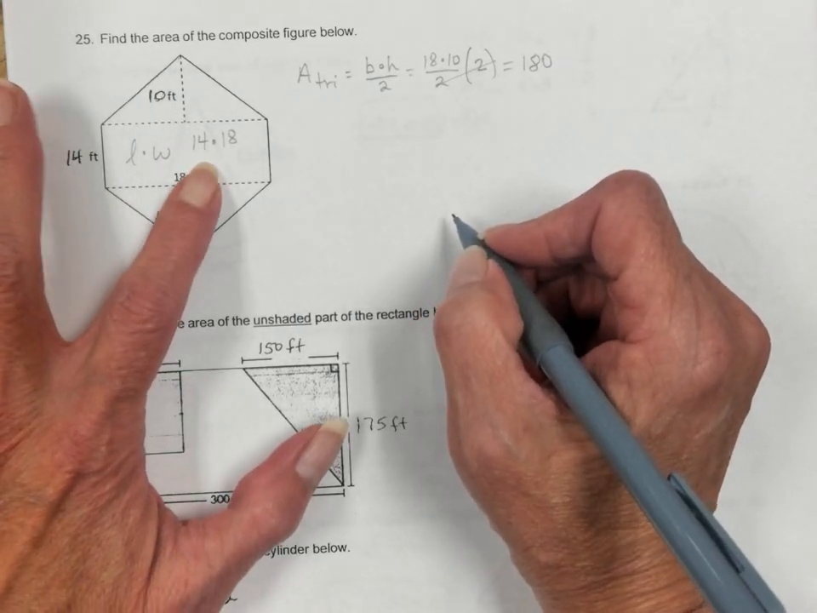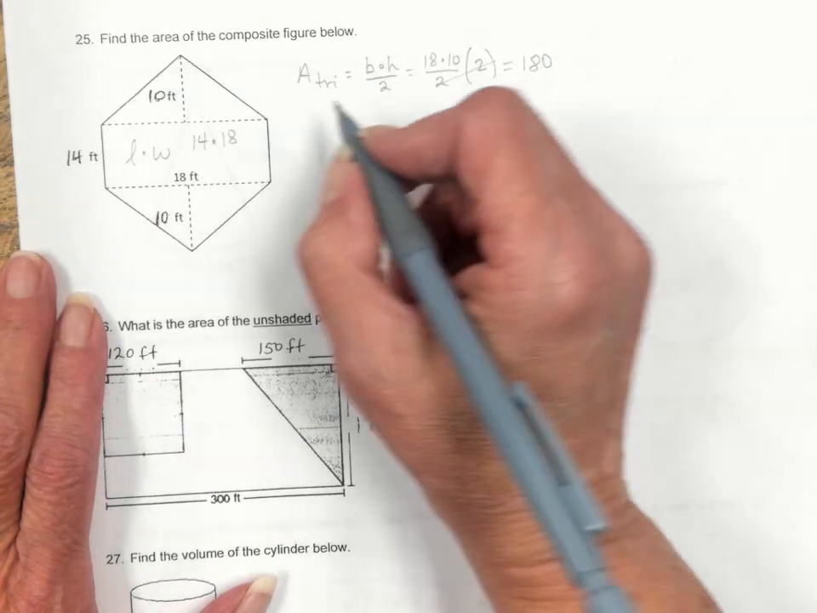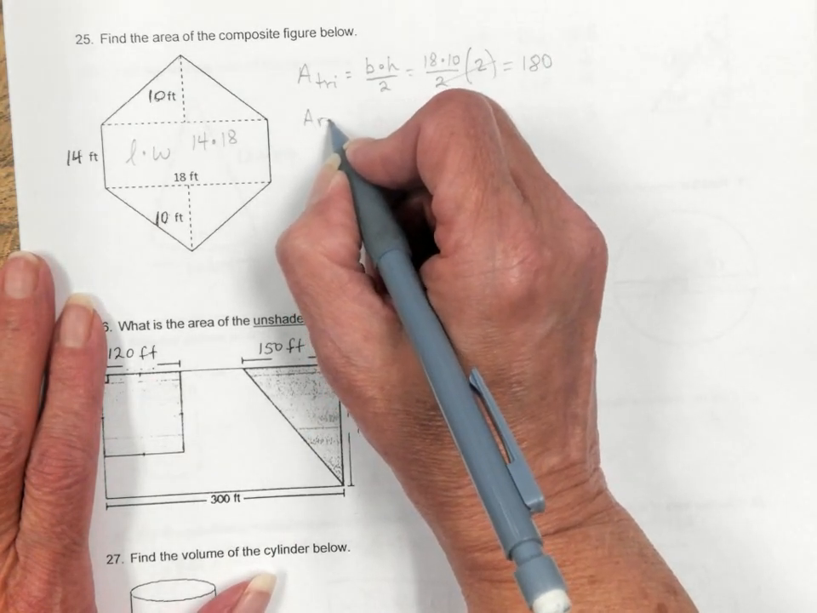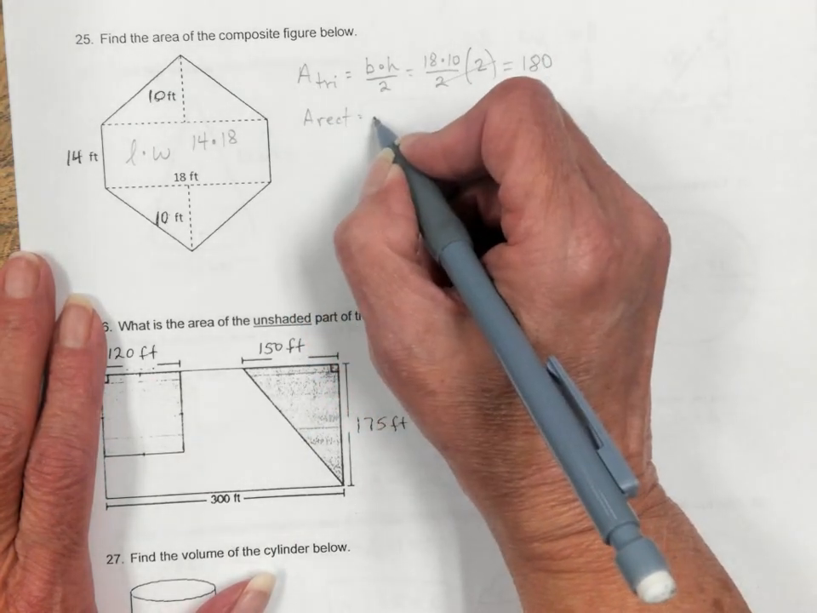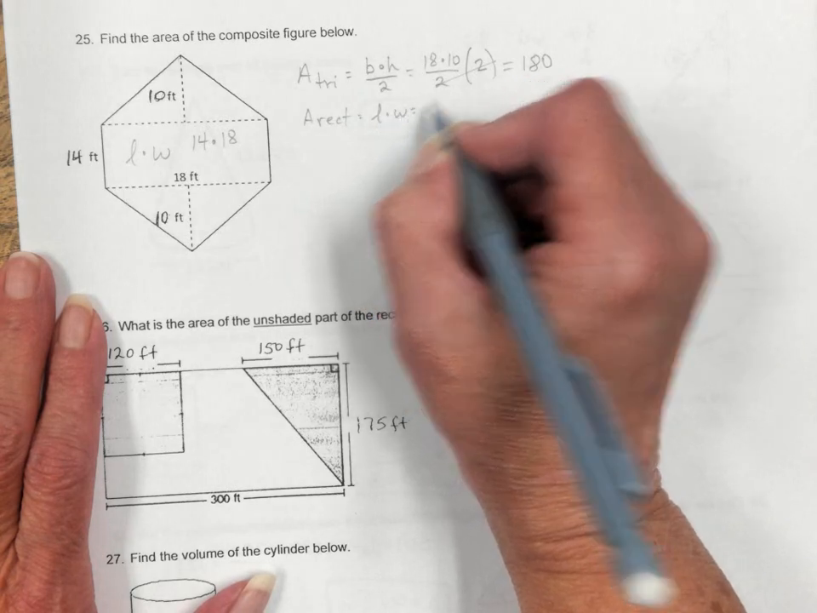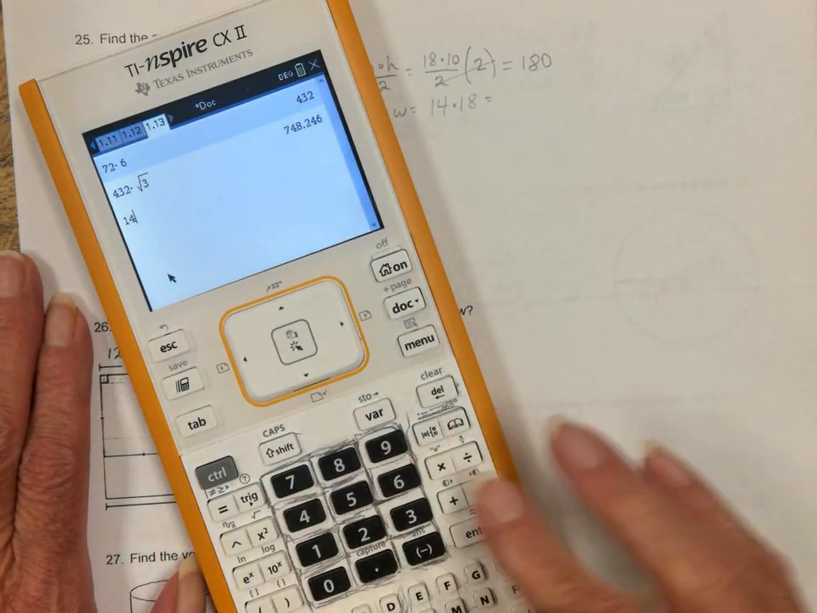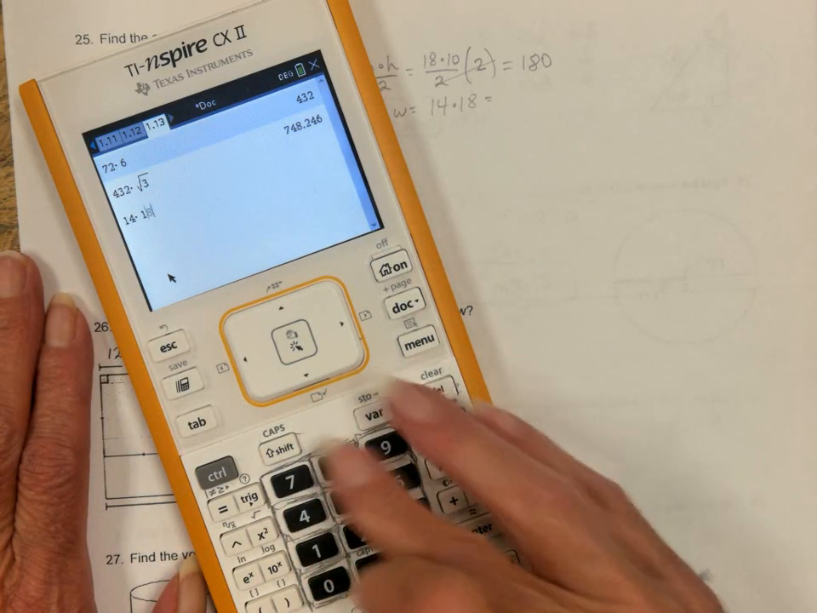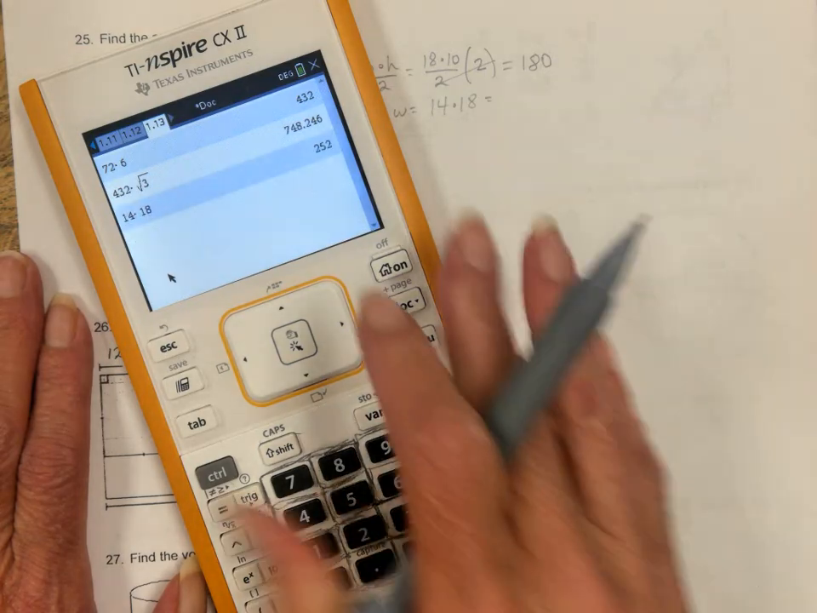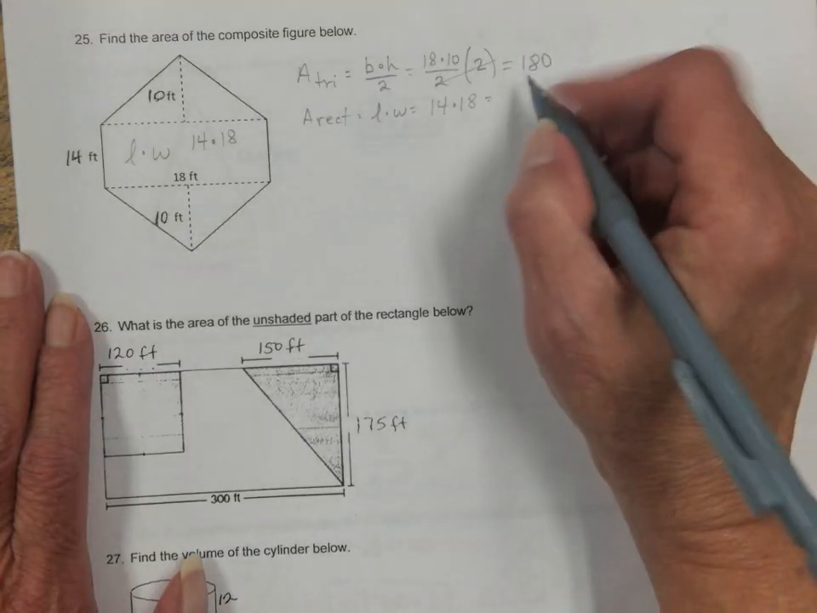But don't forget, I haven't done the area of this rectangle. So the area of the rectangle is length times width, 14 times 18. And I don't know what 14 times 18 is, so I'm going to put it in my calculator and get 252.